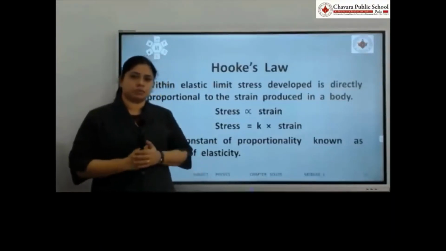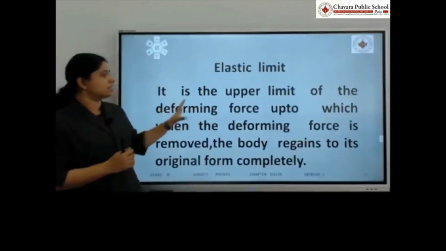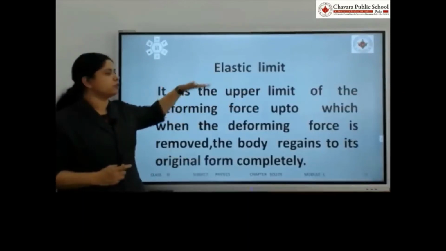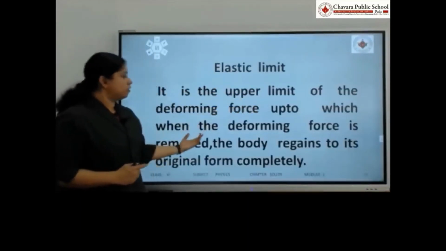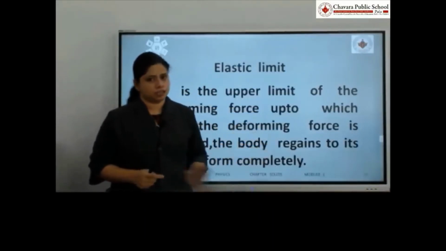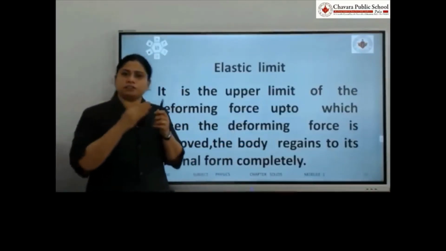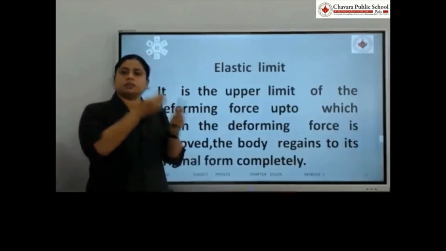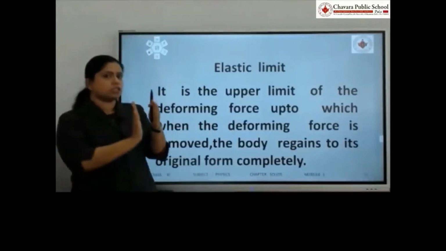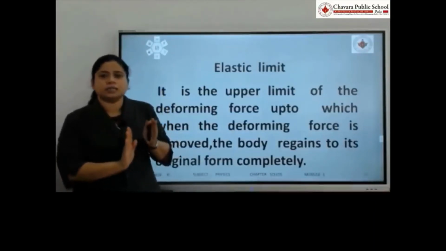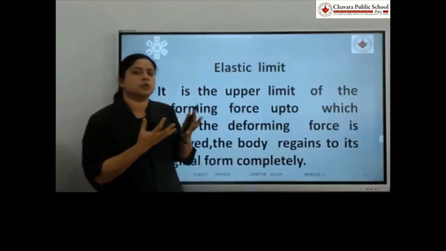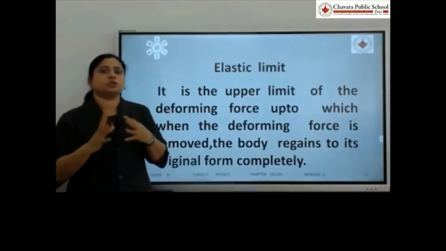Within the elastic limit. What is the elastic limit? It is the upper limit of the deforming force up to which, when the deforming force is removed, the body regains its initial condition. So, what is elasticity? If you apply a force, deformation takes place, and if you remove the applied force, the system returns to its initial condition. Now, there is a limit for that applied force. Up to that limit, if we apply a force and after its removal the body returns to its initial condition, that shows elastic nature.